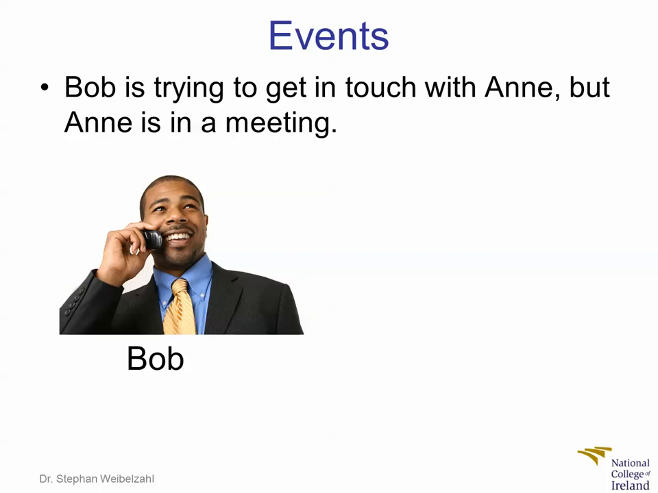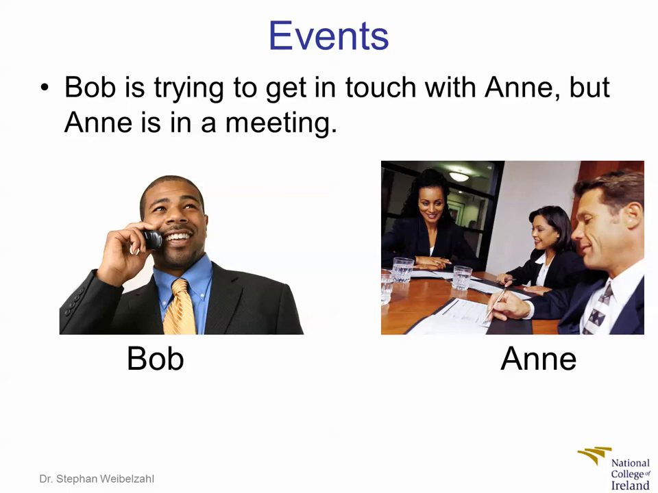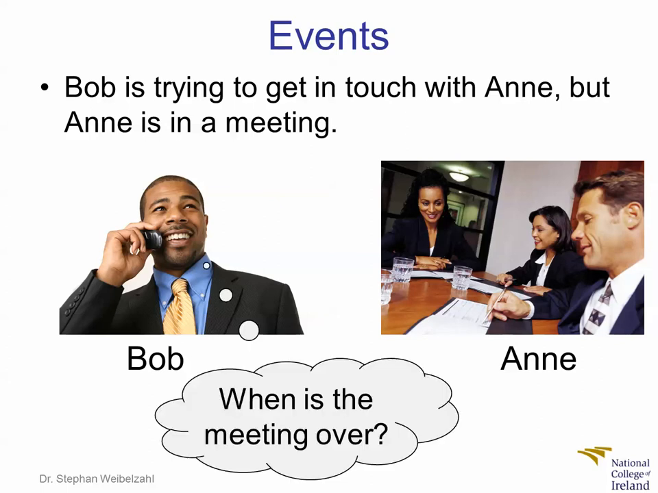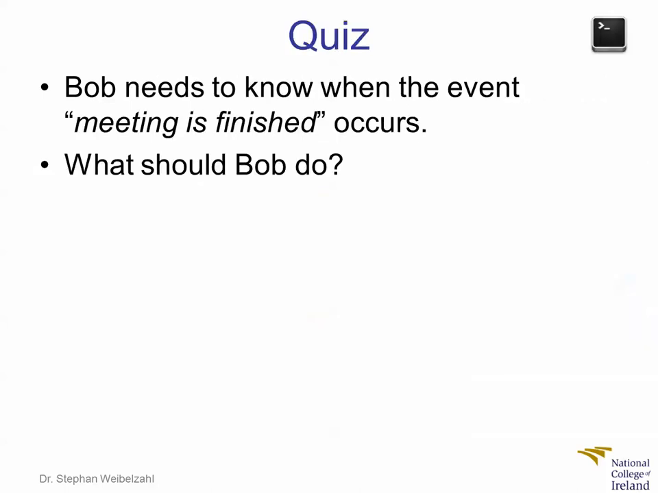And we start looking into this by looking at real events. So for example, here's Bob. Bob is trying to get in touch with Anne. Unfortunately, Anne currently is in a meeting, so she doesn't answer the phone. Bob really needs to know when is this meeting over, because he wants to get in contact with her. And if she doesn't answer the phone, she will answer the phone only when the meeting is over.